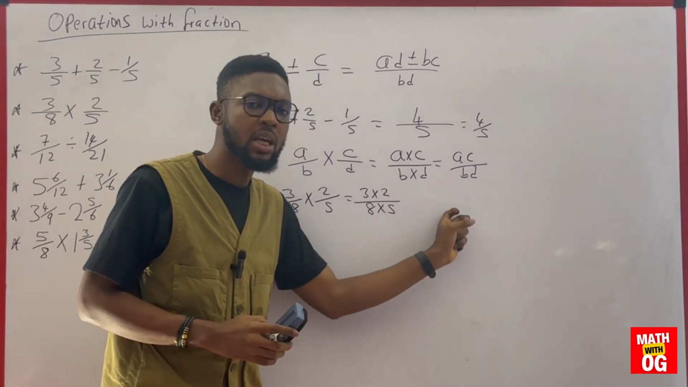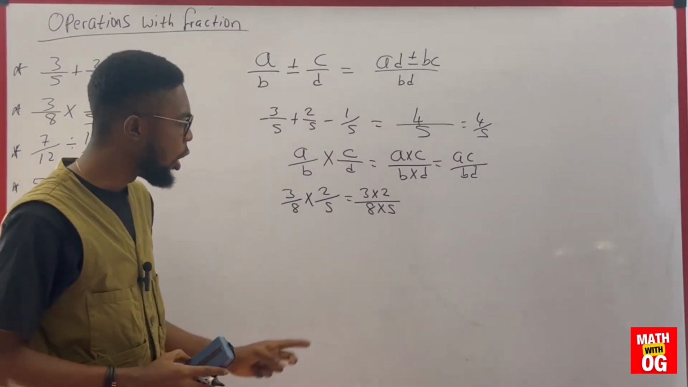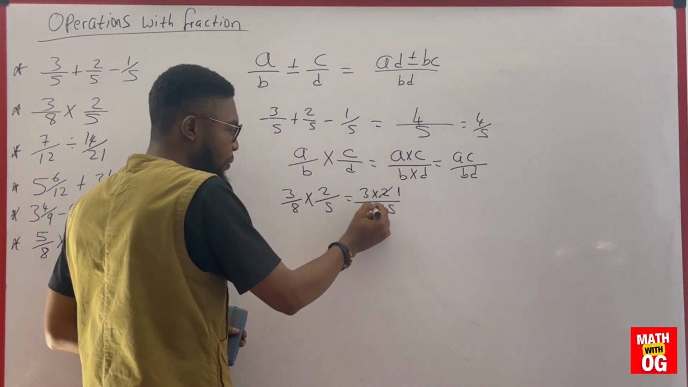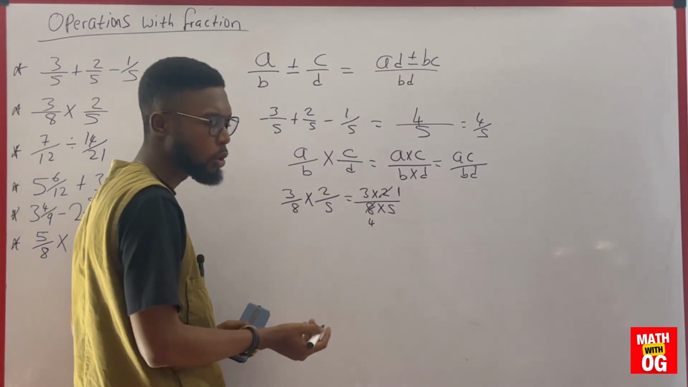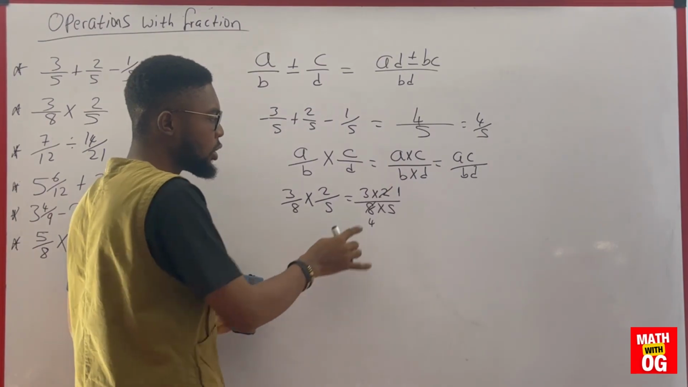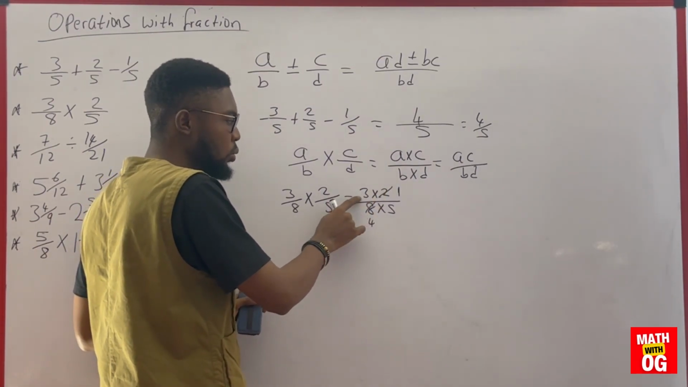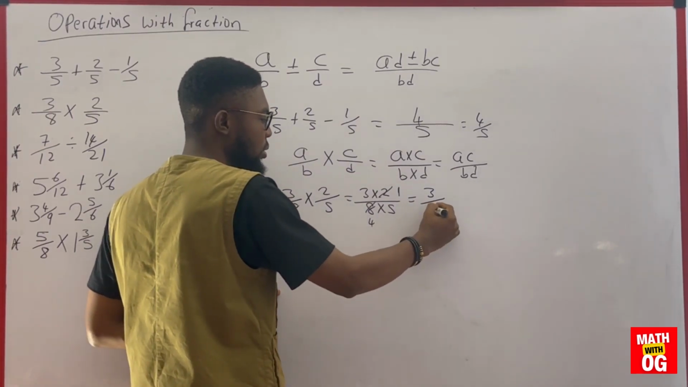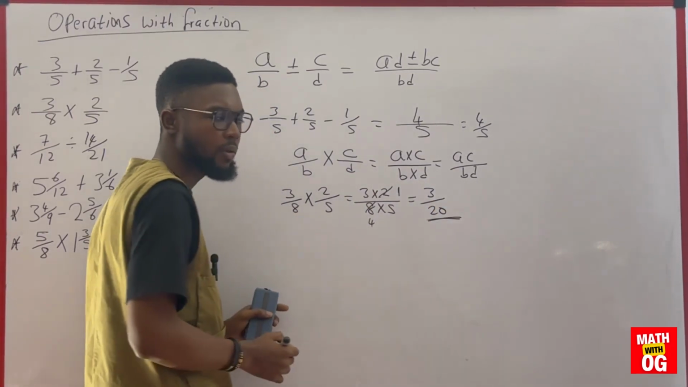Then check if there's anything common and cancel out. Or from here, I can simply say that 2 into 8 is 4 because 2 is common to 2 and 8. So I will do 3 times 1 to be 3, 4 times 5 to be 20. So my answer is 3 over 20.